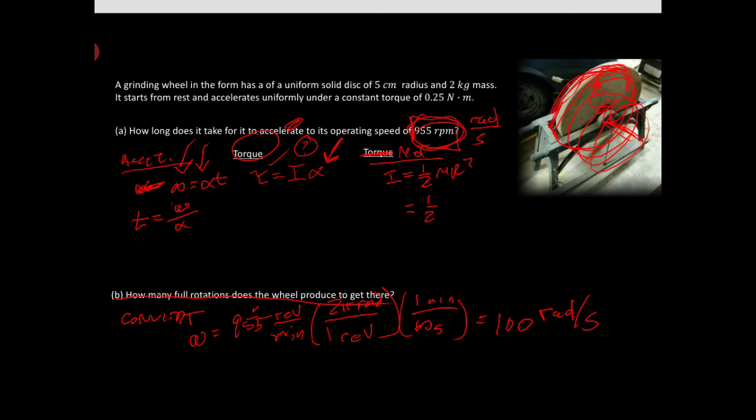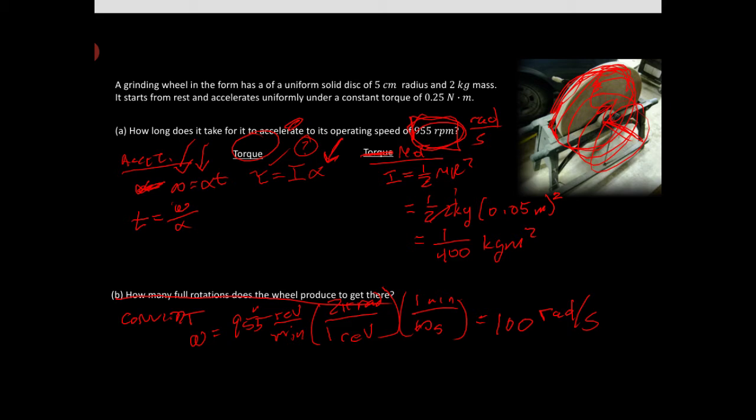We can figure that out from this guy over here. This is a grinding wheel, it's 2 kilograms, and its radius is 5 centimeters, 0.05 meters, 1/20th of a meter. So we square that, and that's 1/400th of a kilogram meter squared.